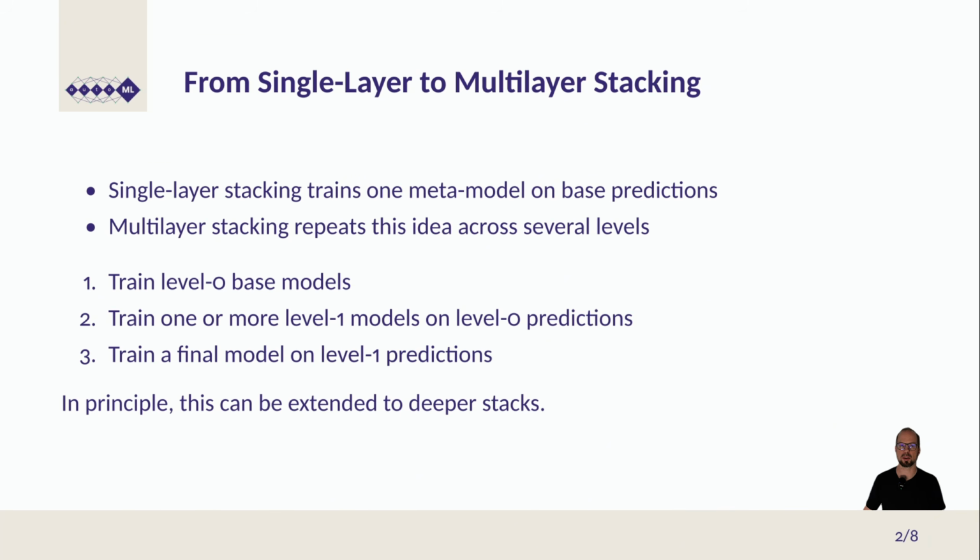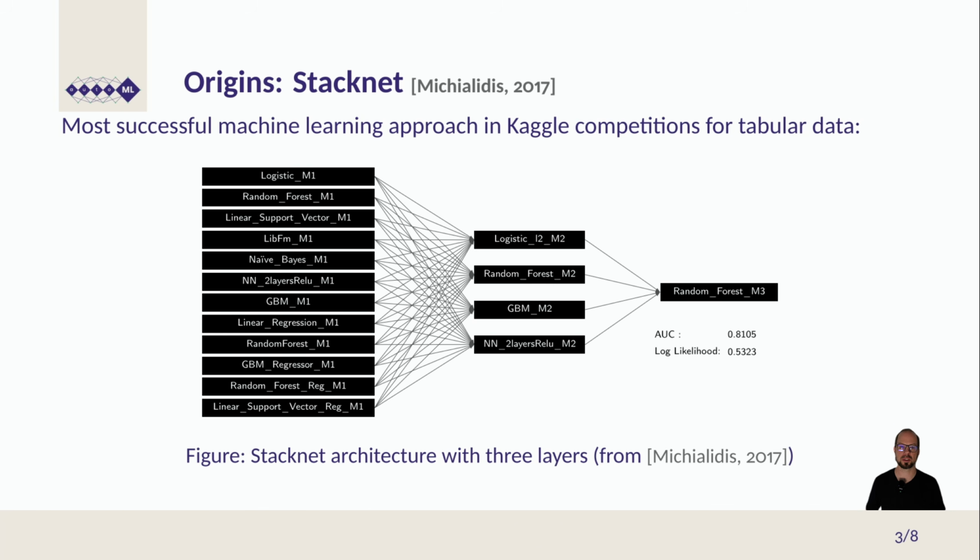Welcome to the chunk on multi-layer stacking. While single-layer stacking trains one meta model on base predictions, multi-layer stacking repeats this idea across several levels. It works as follows. We train level 0 base models, and then we train one or more level 1 models on the level 0 predictions. We use those again to create new metadata to then train a final model on the level 1 predictions. And in principle, this can be extended to deeper stacks.